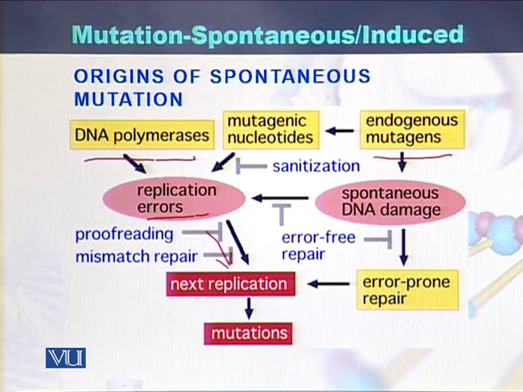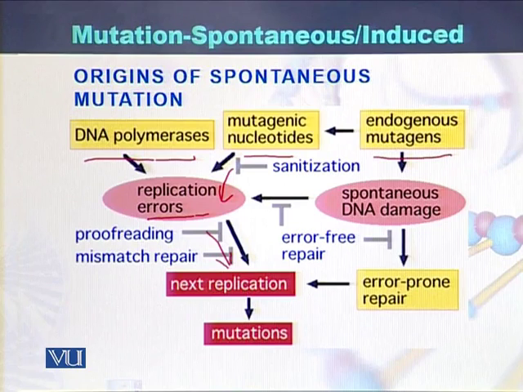While on the other hand, there are endogenous mutagens which are present in our environment. They prepare mutagenic nucleotides, and these mutagenic nucleotides are incorporated into the replication errors, and ultimately they produce the mutations.